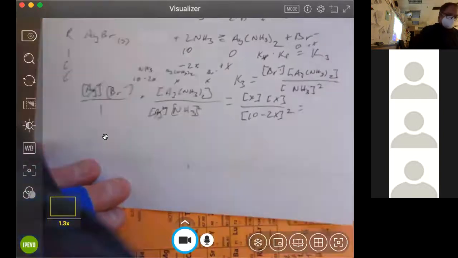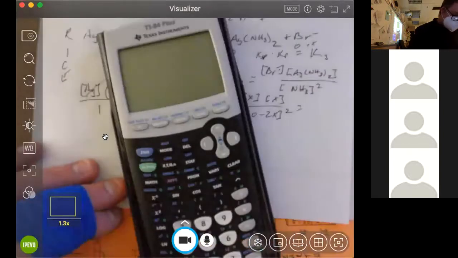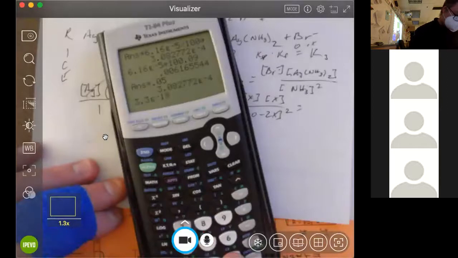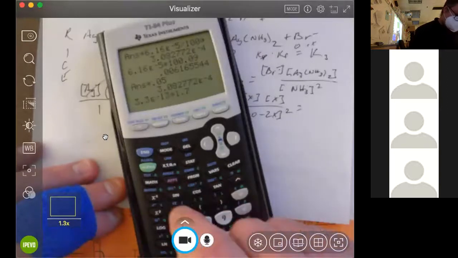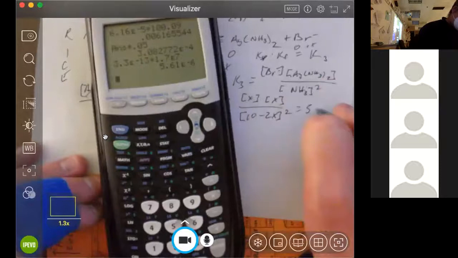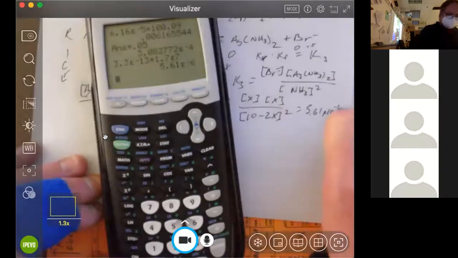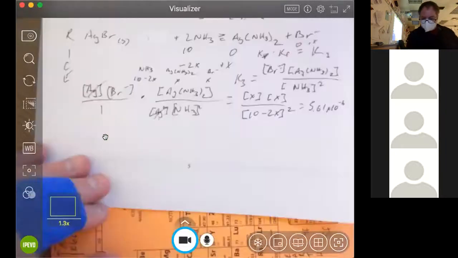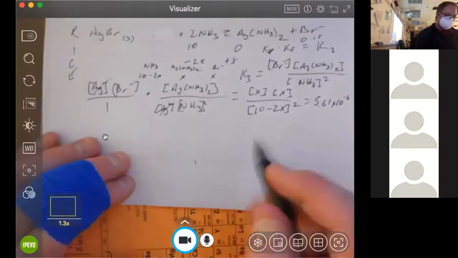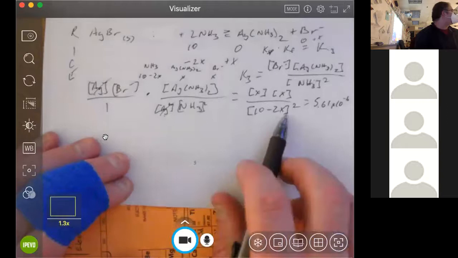What is this equal to? Well, we've got to multiply the Ksp and the Kf. 3.3 times 10 to the negative 13 times 1.7 times 10 to the 7. We get 5.61 times 10 to the negative 6. So at this point, what can we do? Well, we've got x squared on top. What can we do with this minus 2x?